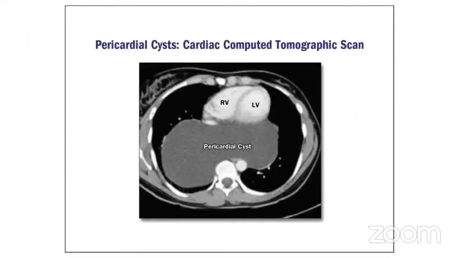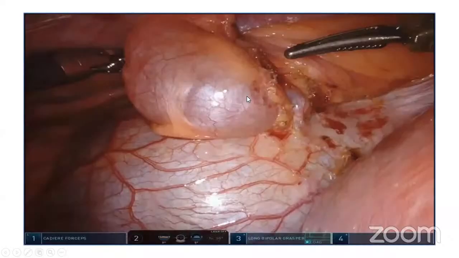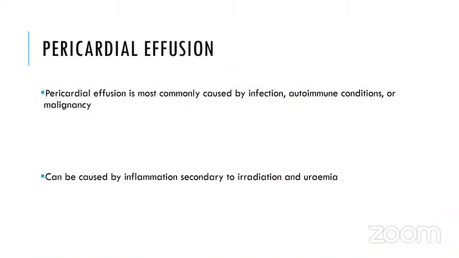This is what it looks like in the CT scan. As you can see, this is a huge pericardial cyst. And this is how it looks intraoperatively through a VATS camera port. So moving on now, we'll talk about pericardial effusion.